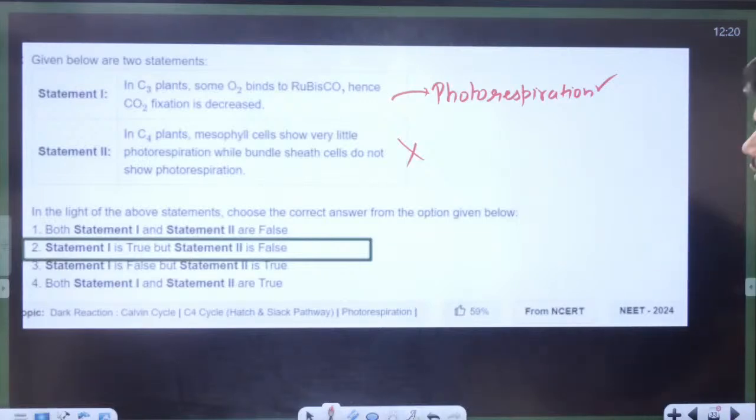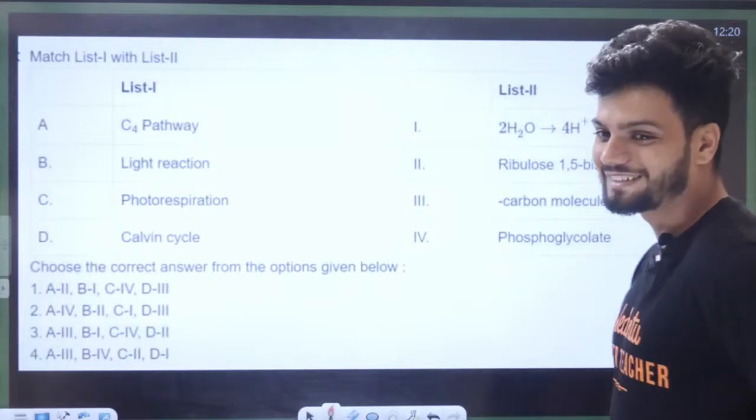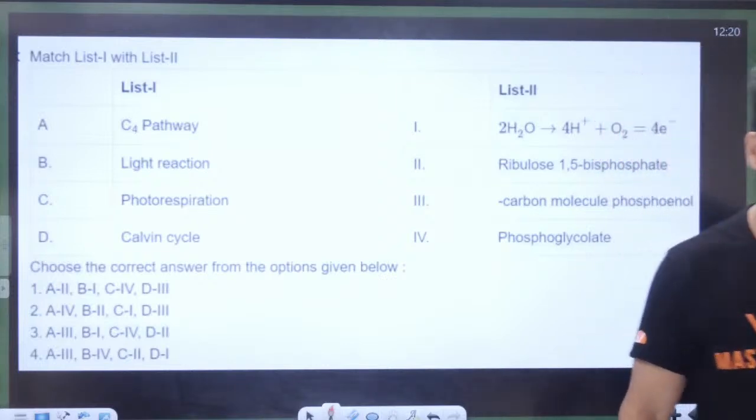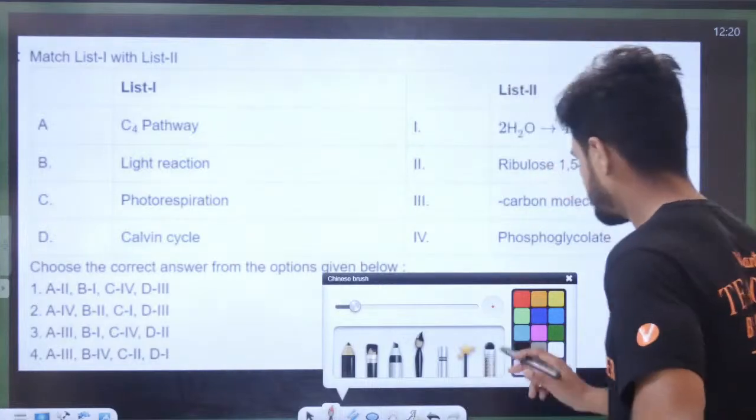Answer marks in the chat, all of you. Next question. Again, a very, very good question. I'll give you 20 seconds. Take your time and answer, all of you.